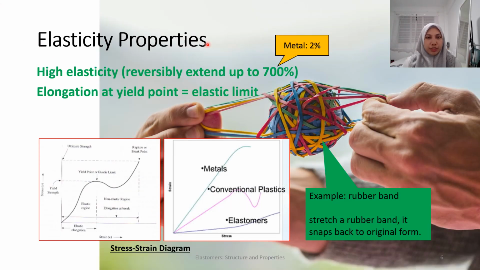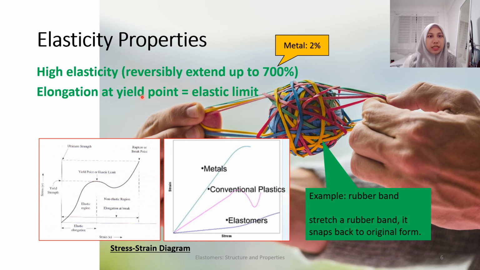Next is properties of elastomer. One is high elasticity. Elastomers tend to exhibit a high level of elasticity, making them more resistant to breaking or cracking. As we can see from the stress strain graph, here is the yield point or the elastic limit. If we can compare all the limit points, metal is here, plastic is here, then elastomers is here, more yield point compared to metals and plastics.